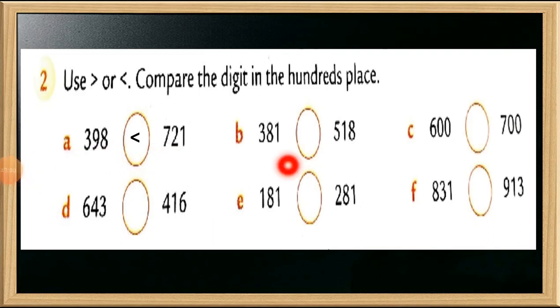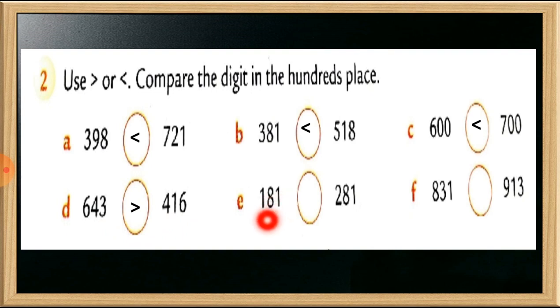Number B, here is the 3 at the hundreds place and at the right side number 5. So number 5 is a bigger number. Number C, here is the 6 at the hundreds place at the left side and 7 at the right side. So number 7 is bigger. Number D, here is the 6 at the hundreds place at the left side and 4 at the right side. So 6 is bigger, so we have to put this sign here.